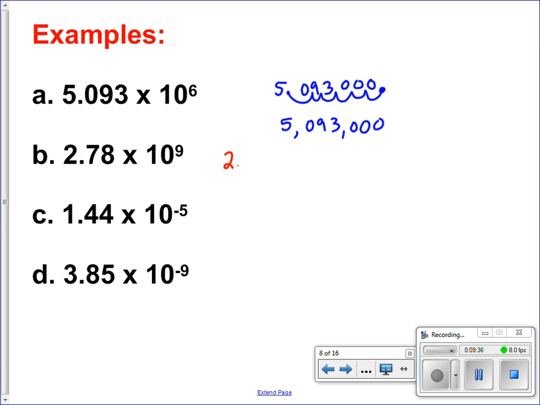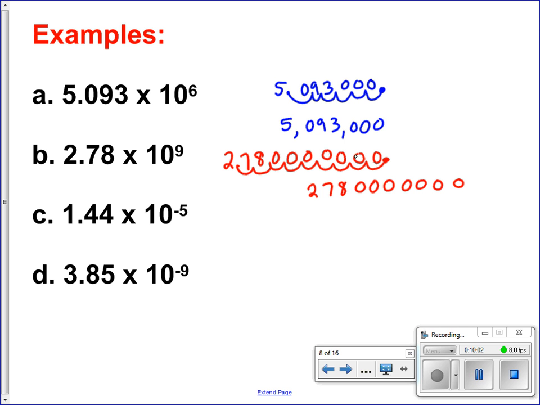Okay. The next one is also a positive exponent, so we know that this is larger than 1. I'm going to rewrite my mantissa so I have space to move my decimal over here 9 spaces. 1, 2, 3, 4, 5, 6, 7, 8, 9. Put your decimal there and fill it in. Okay, let's count 1, 2, 3, 4, 5, 6, 7. And we can put commas in here. So this is 2,780,000,000.